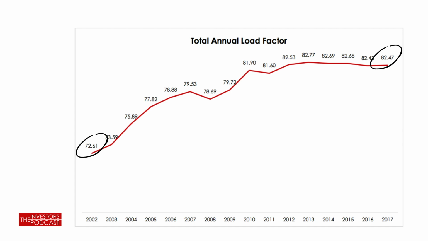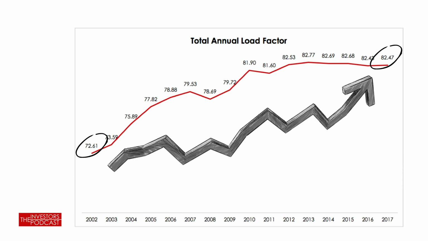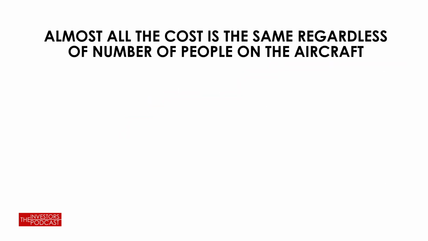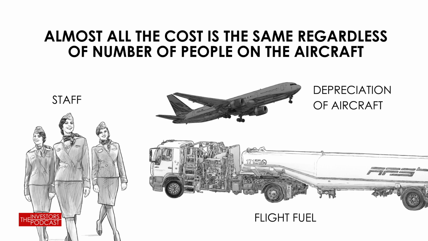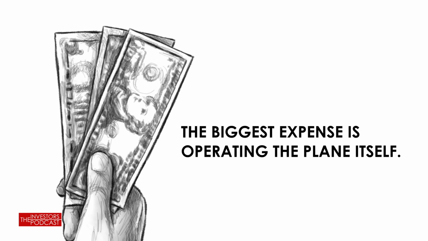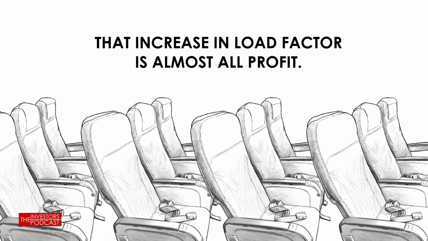And whenever you go up from a load factor in the 70s to the 80s, it's not a corresponding increase in profit. It's actually a lot more. Almost all the cost of the flight, fuel, staff, depreciation of the aircraft, it's all the same regardless of how many people are on the aircraft. Sure, it's slightly more expensive to serve food for a few more people, but it's almost the same. The biggest expense is really for operating that plane in itself. So that increase in the load factor is really almost all profit.